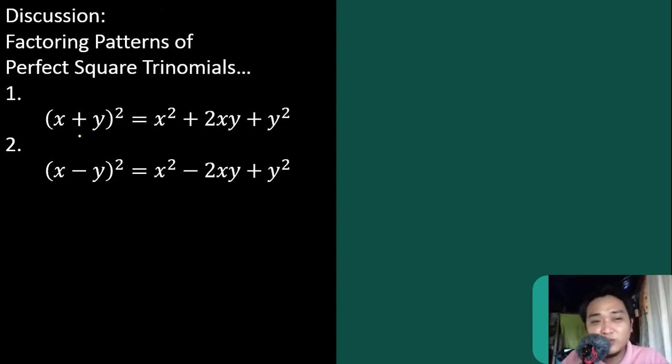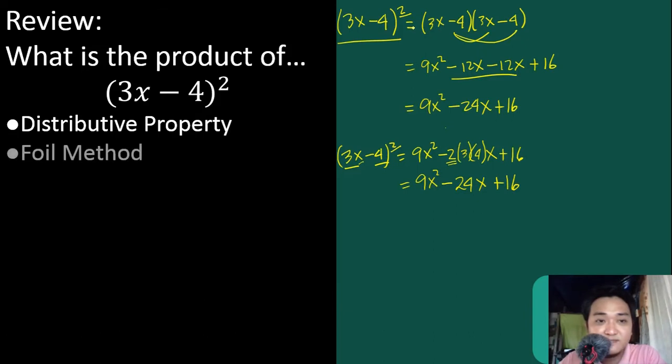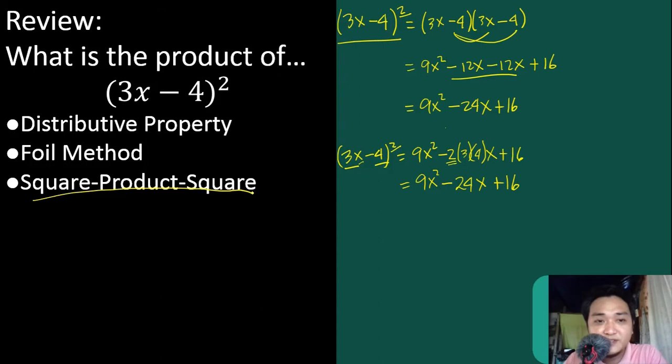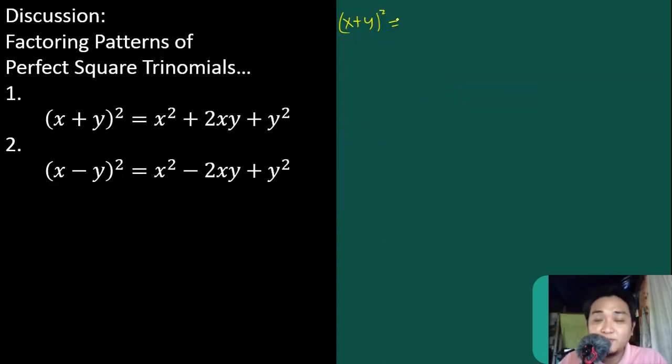So if we would like to square the binomial x plus y, what is the square of x plus y? So again, employing the last technique that we have, itong square product square, all we have to do is to square the first term, x squared, square the last term, y squared, positive y, kasi positive y times positive y is positive y squared.